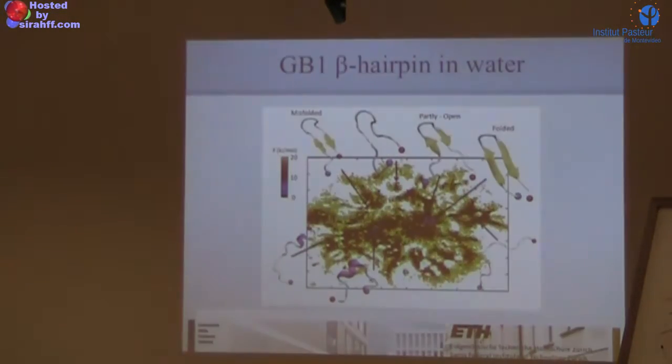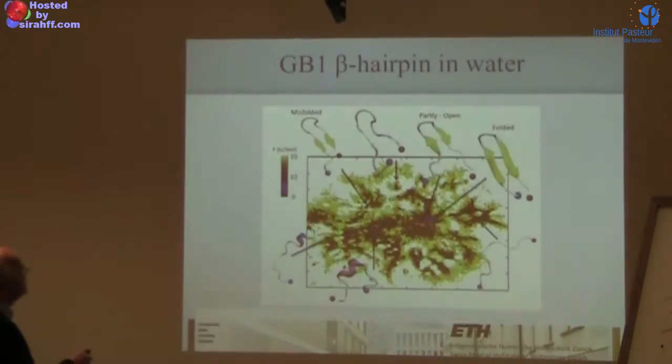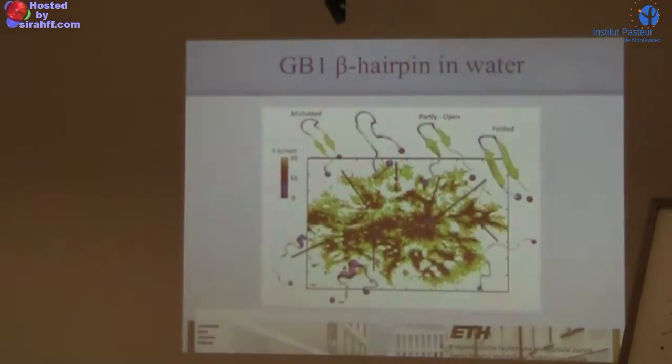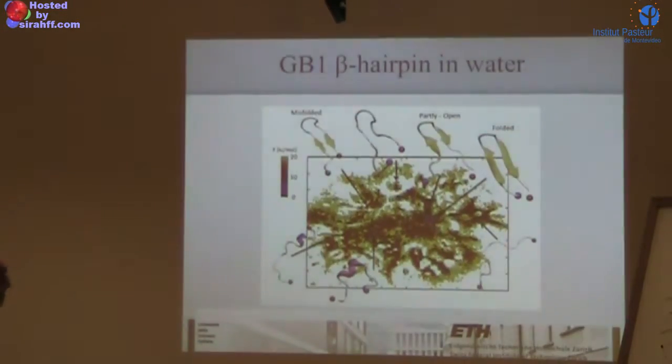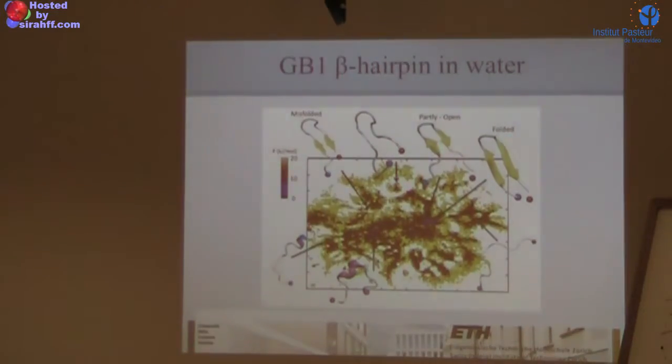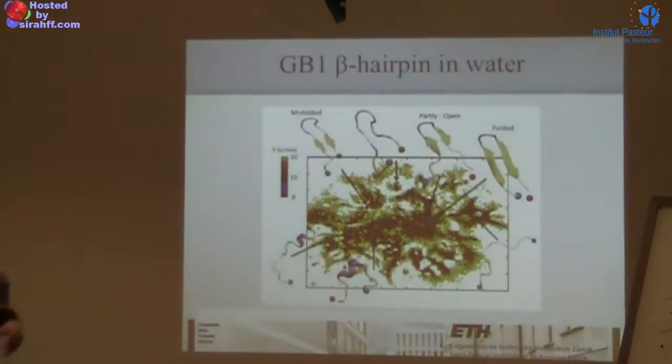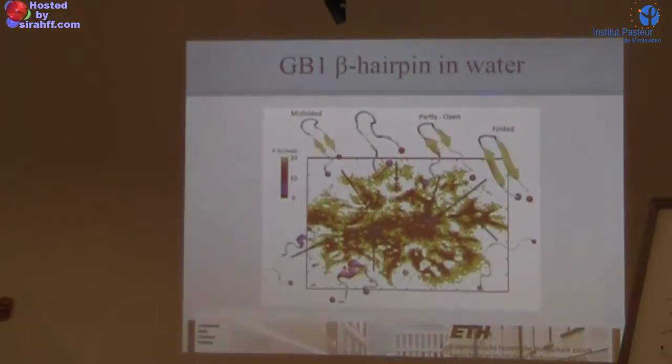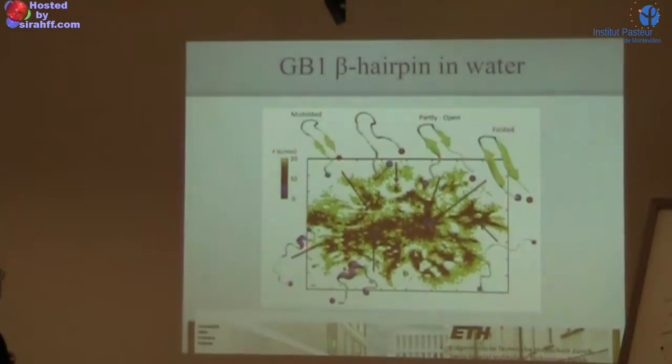That's another example of using this map to understand the landscape of a process. This is a GB1 beta hairpin in water. This is a small system, done with WT plus parallel tempering. You can converge the statistics and get a lot of information, but then you can do the sketch map business and see. I think at the folding temperature of the protein, these will be all the states that are important. There is a folded, partially open, and so on and so forth.